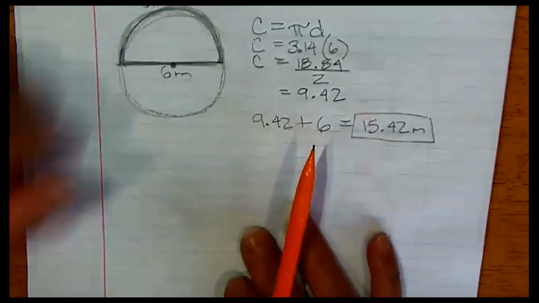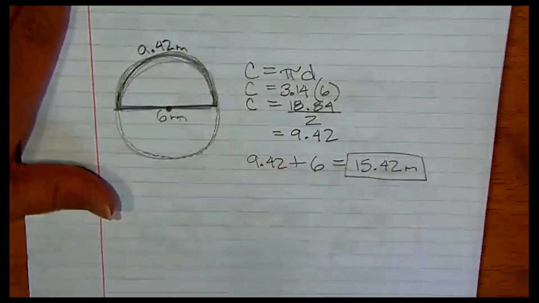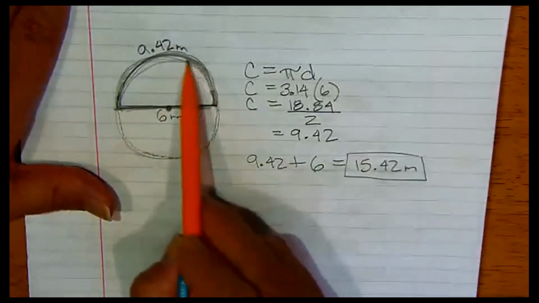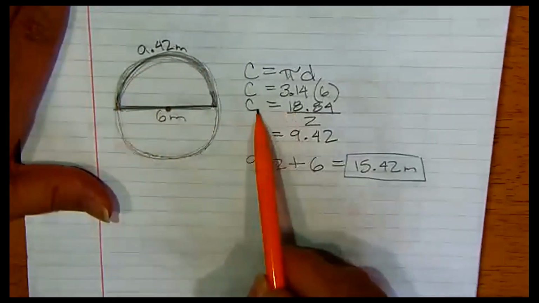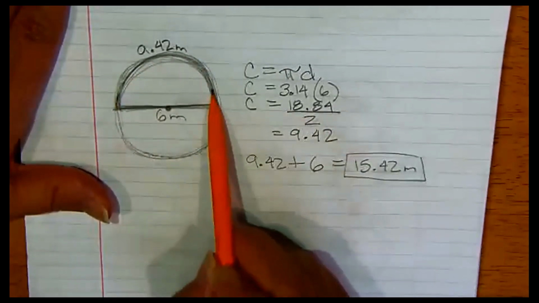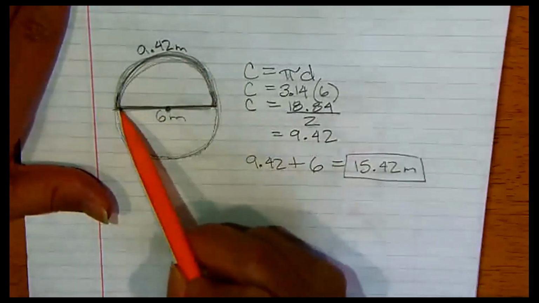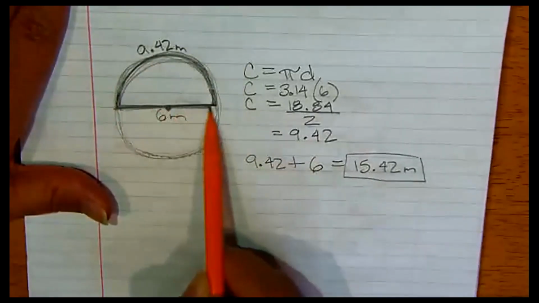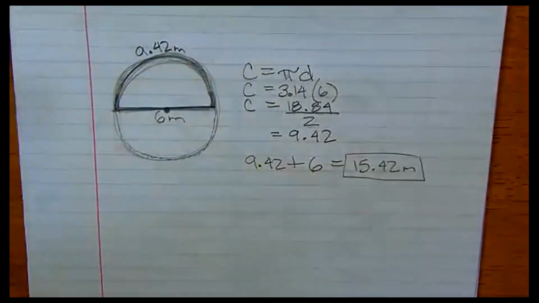And here, we're trying to find the perimeter of a semicircle. A semicircle is a half circle. So we're going to use the diameter to find the circumference of the whole circle. Then we're going to cut that circumference in half, because we only want half. And then the perimeter is this half circle plus the diameter. So that's what we're doing today.